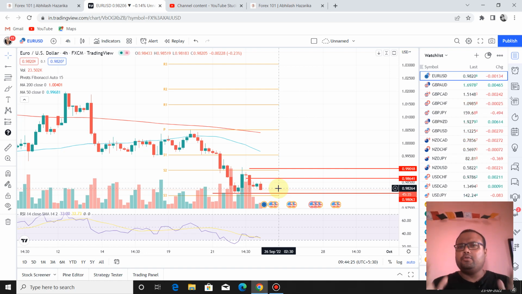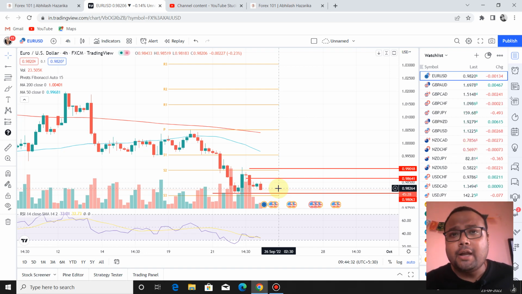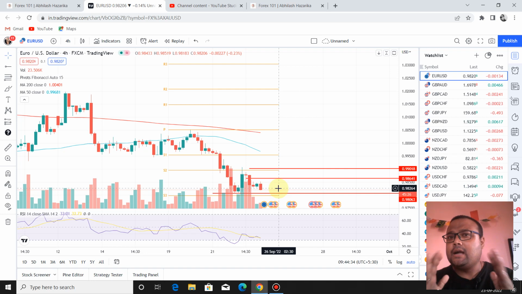Whatever you do, follow proper risk management. This is my analysis, I can be wrong as well, but you should not be losing your full capital. Do not gamble with your hard-earned money. Protect your hard-earned money. Be a trader, not a gambler.